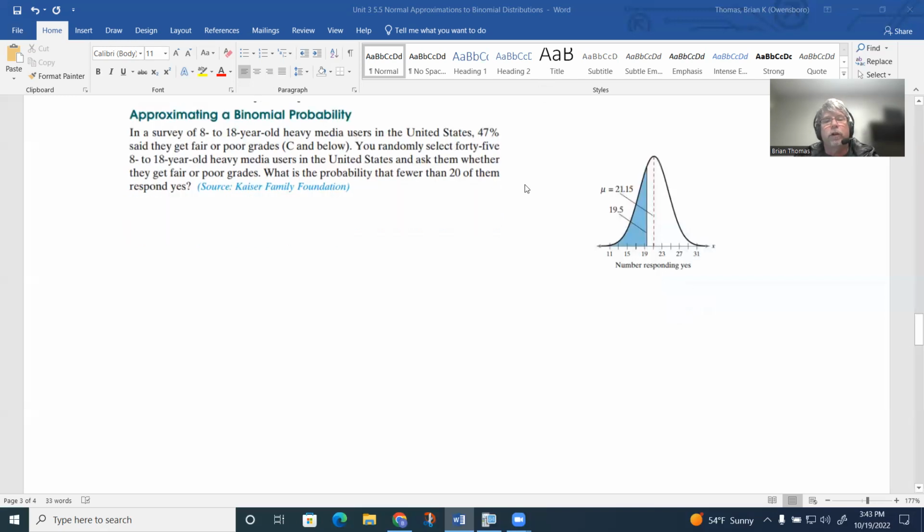So our goal, first off, is to see if we can make this binomial distribution, see if we're allowed to actually use the normal. Remember, we have to pass two tests. We know that n times p has got to be greater or equal to 5, and n times q must be greater or equal to 5. We selected 45, so let's multiply 45 times the probability, which would be 47%.